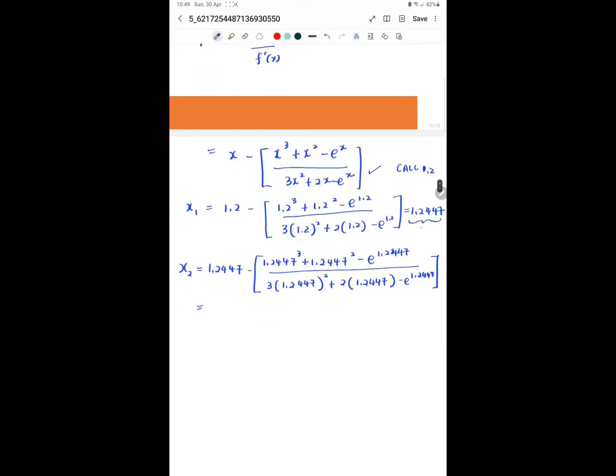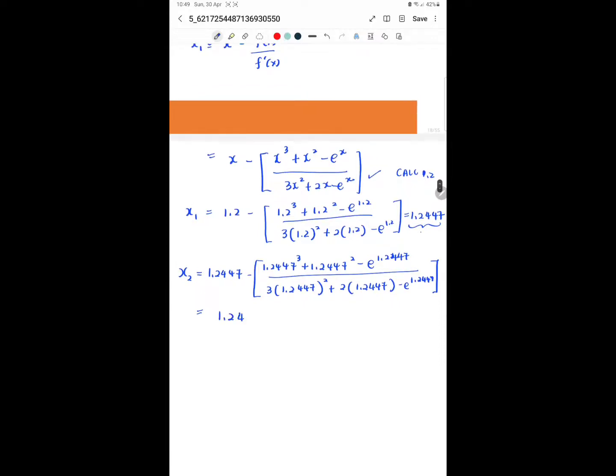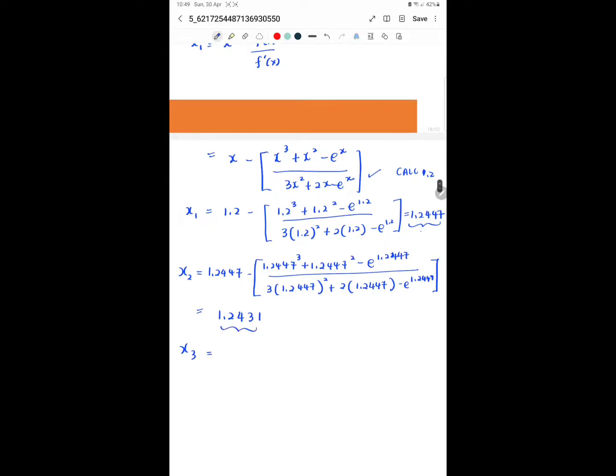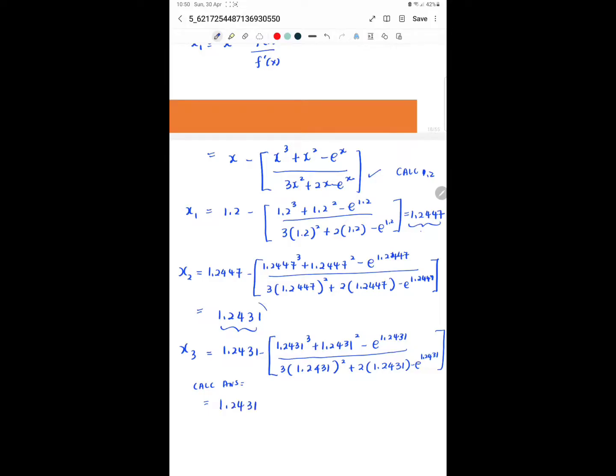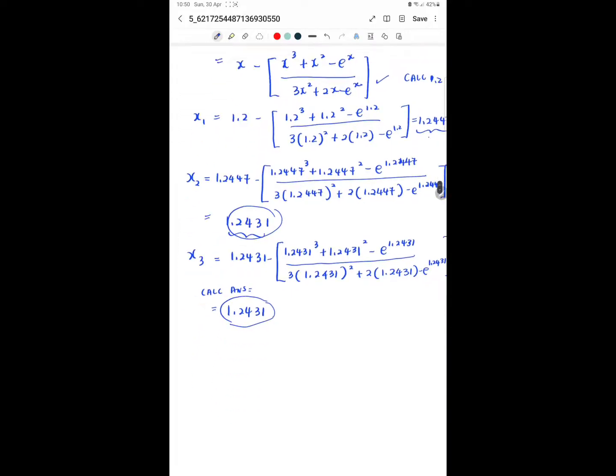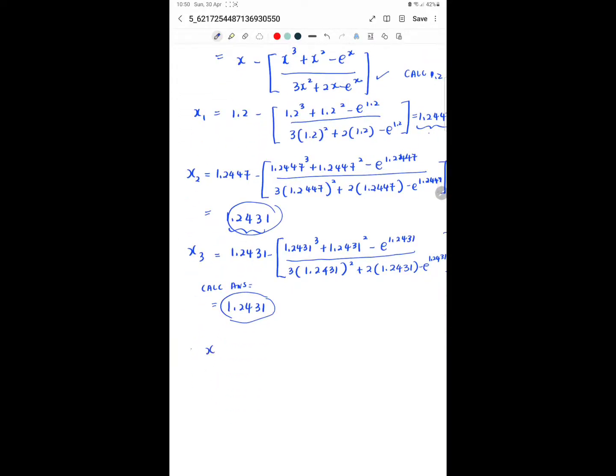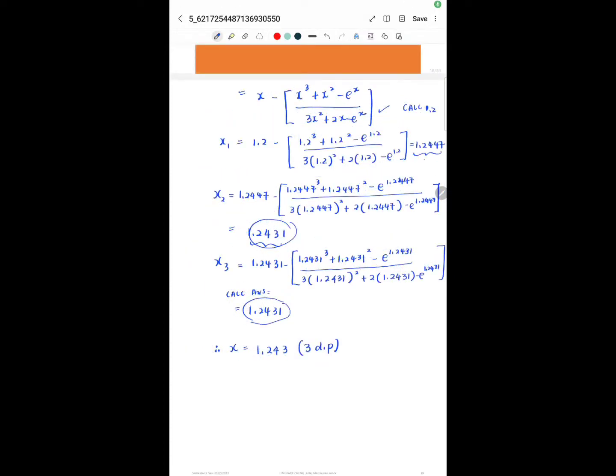So masa kat sini kita tekan calculate answer and then we get 1.2431. Okay, last kali yang kita kena masukkan dalam formula untuk x3, yang inilah. Masukkan 1.2431 one by one. Okay, press calculate answer and then equals to, yang ini akan dapat 1.2431 also. So yang ini dengan yang last tu kan tadi dah sama kan. So kita ambil terus jawapan akhir, root of the equation x, therefore macam ni, equals to 1.243 because the decimal places. So this is the final answer.